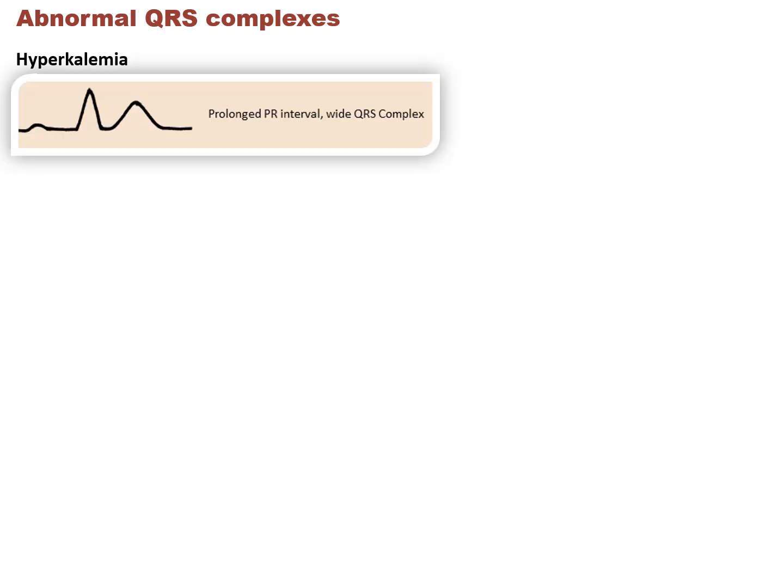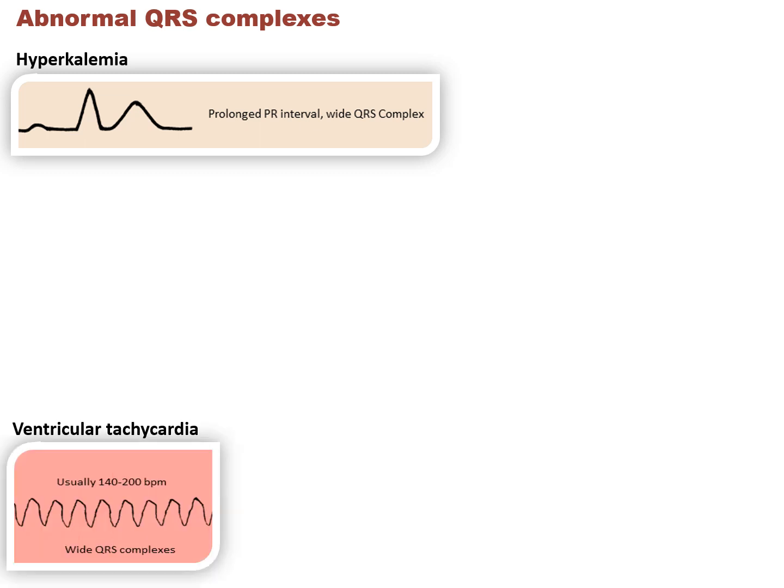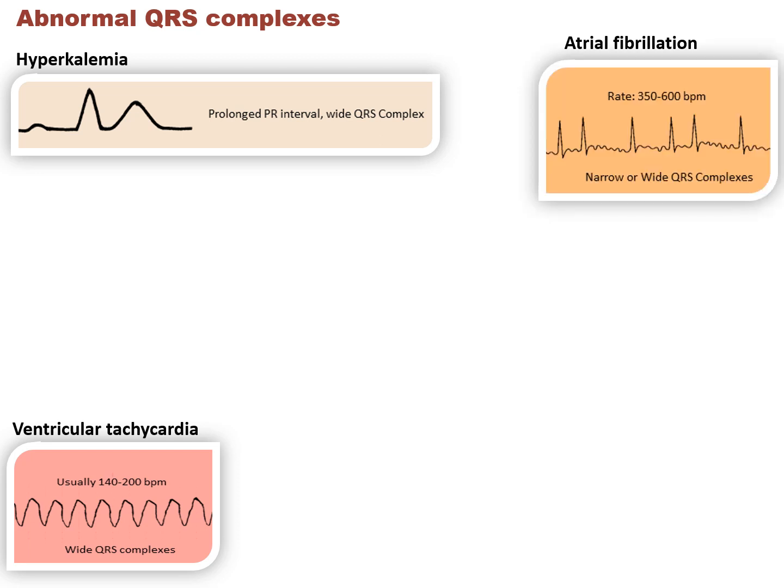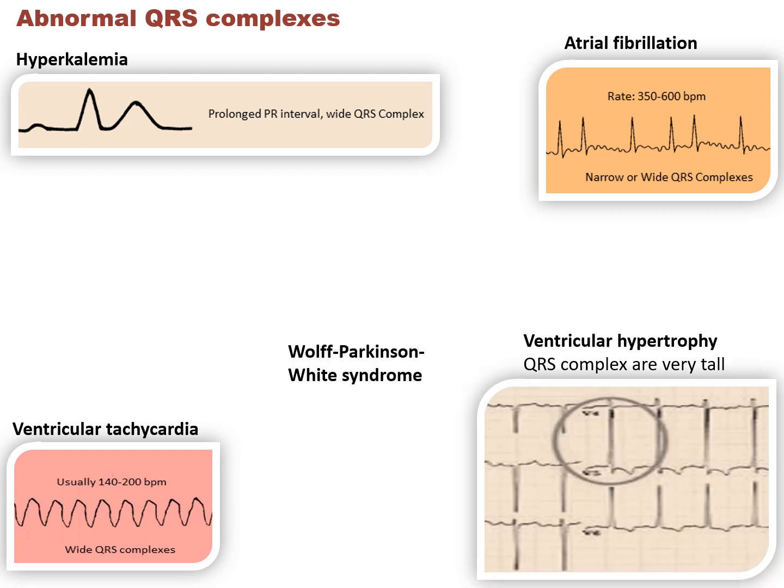There are different causes for abnormal QRS complexes, such as hyperkalemia, where we can see wide QRS complexes. In ventricular tachycardia, we can see wide QRS complexes. Atrial fibrillation can show narrow QRS complexes. In ventricular hypertrophy, QRS complexes are very tall.